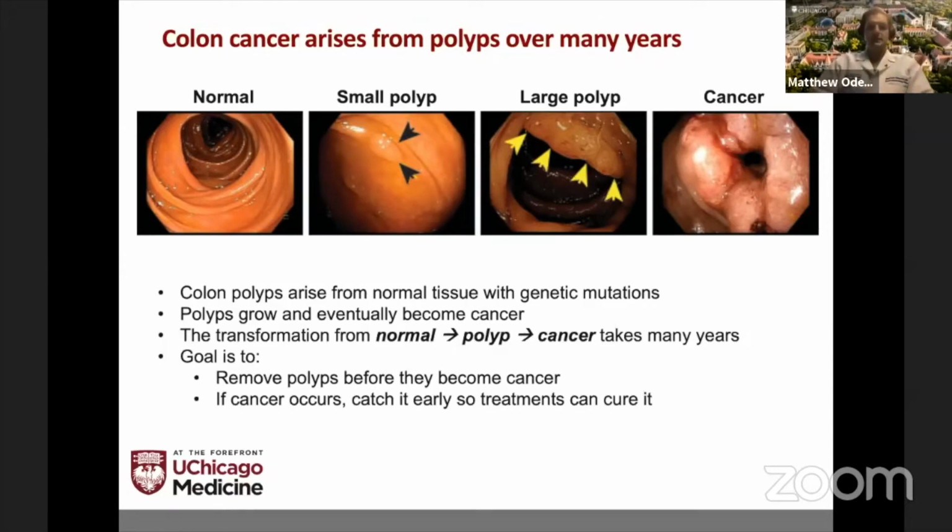So what causes these cancers? Normal tissue can give rise to polyps after some genetic mutations occur for various reasons. Over time, these polyps will grow, accumulate more genetic mutations, develop into larger polyps, and eventually transform into cancers. Our goal when we do colon cancer screening is to catch and remove polyps in these early stages before they grow into larger polyps or become cancers. If cancer does unfortunately occur, our goal is to catch it very early so that it can be taken out and cured.